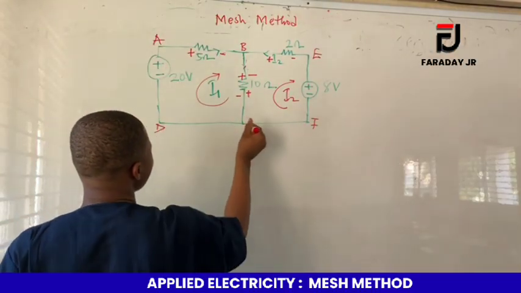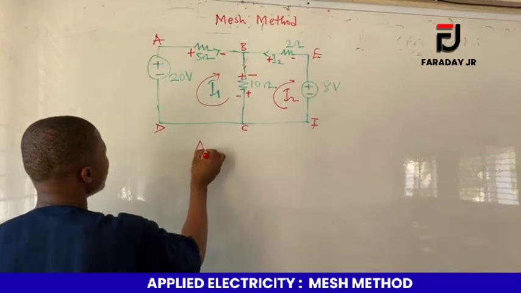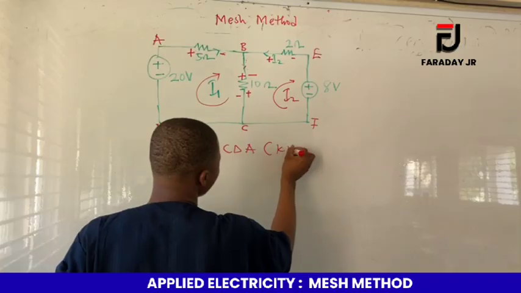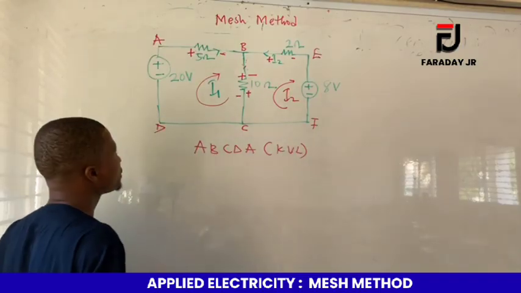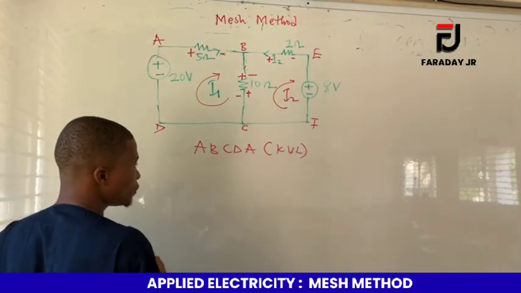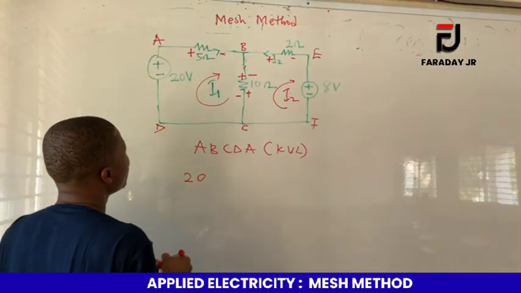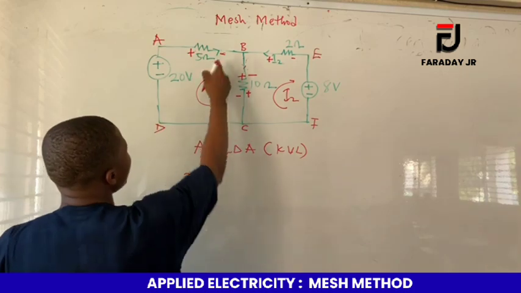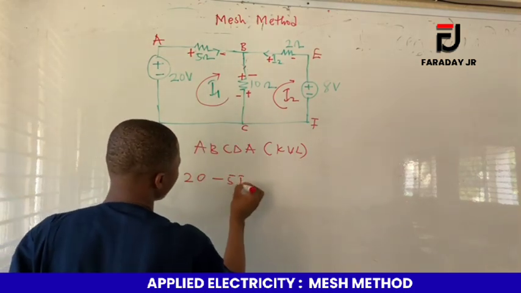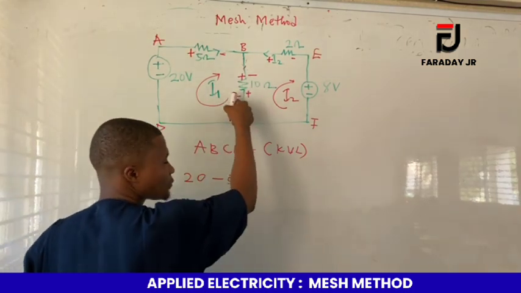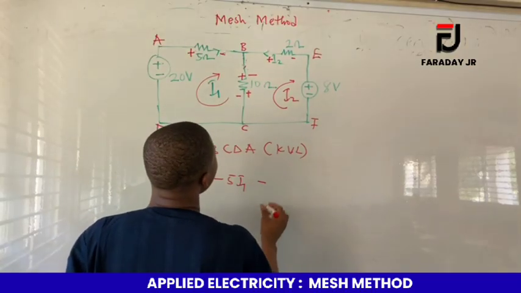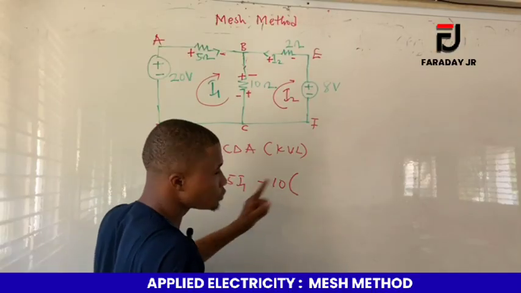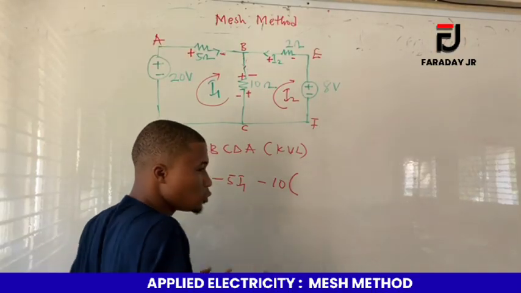So we have A, B, C, and then finally D. Considering loop A, B, C, D, back to A, using the Kirchhoff voltage law. Now let's move. From negative to positive will give us a value of 20, which is positive. From positive to negative, because our movement is in this direction, will give us negative, minus 5I1. Now from positive to negative will give us negative, which is minus 10. So the current you put here depends on the loop you are dealing with.